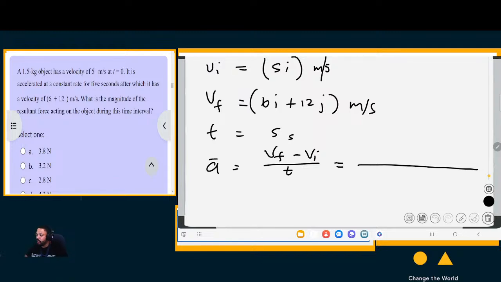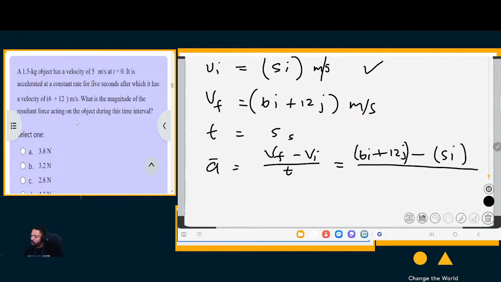Now let's start with the final velocity. The final velocity is equal to 6I hat plus 12J hat, minus the initial velocity, which is 5I hat. And I know that the problem itself is written down wrong. It does not have the I hat after 5 meters per second, and it doesn't have the I hat and J hat after 6I hat plus 12 meters per second. So my apologies for that. We need to fix that, but that's not a problem.